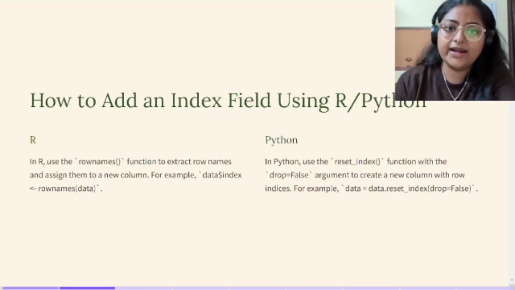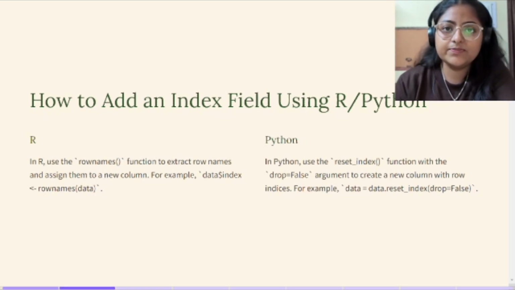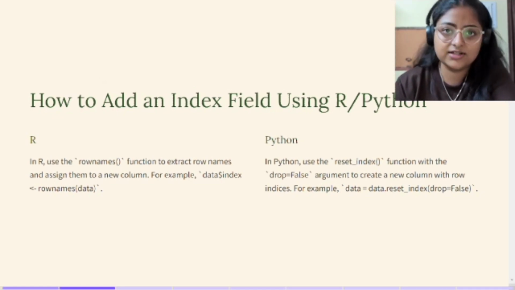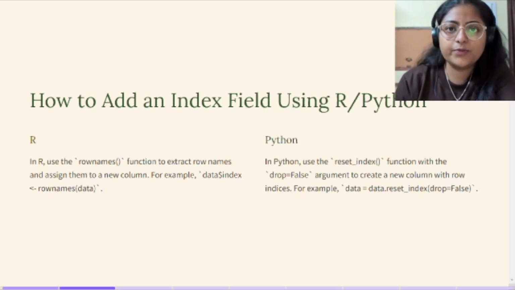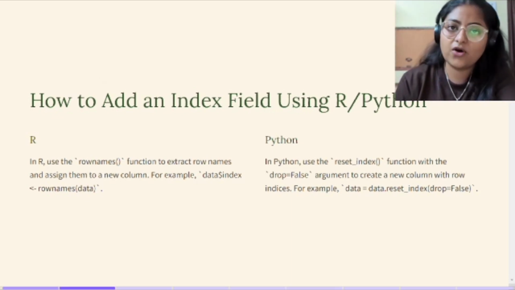The quality of your data directly impacts the quality of your results. How to add an index field using R or Python. An index field is basically a specific column in our data set which is used for data retrieval and for searching operations. It makes the process of data retrieval and searching easy for us as it is organized.